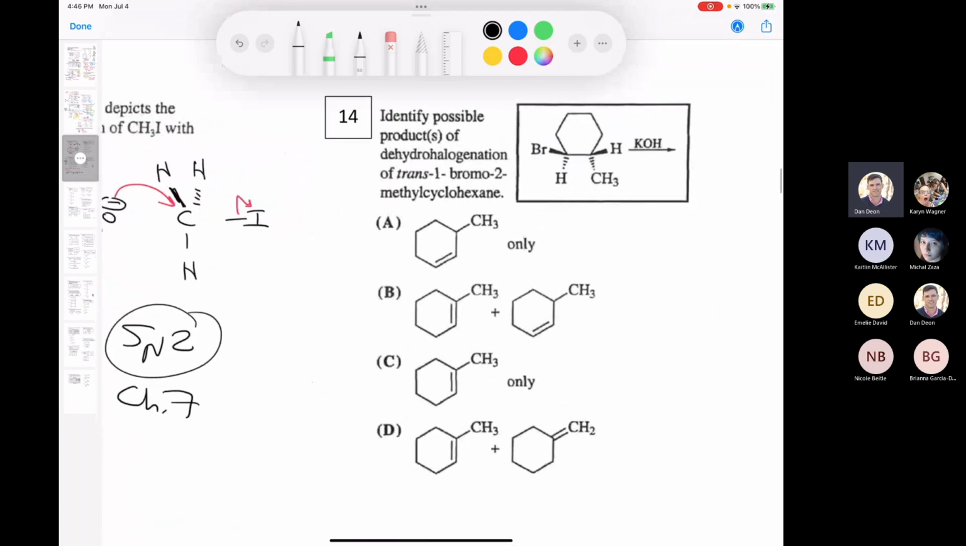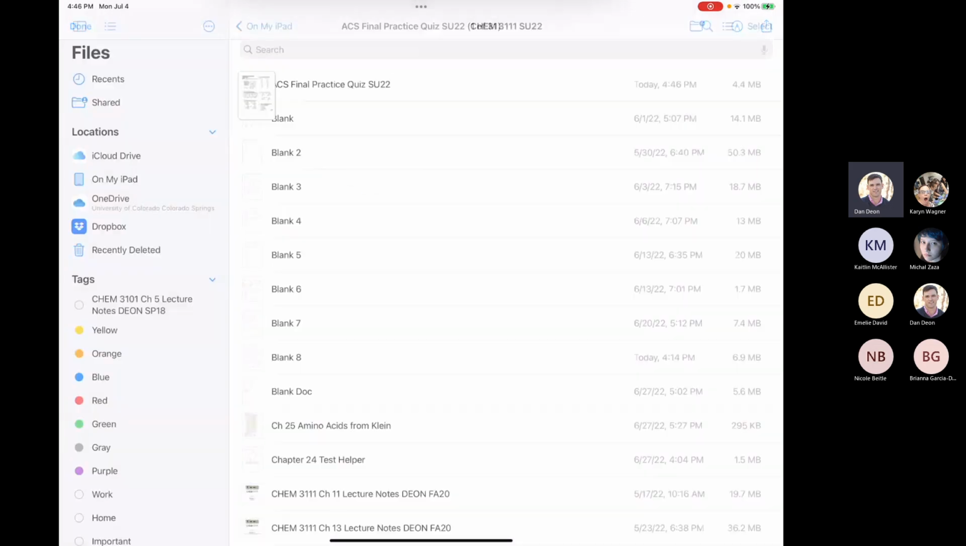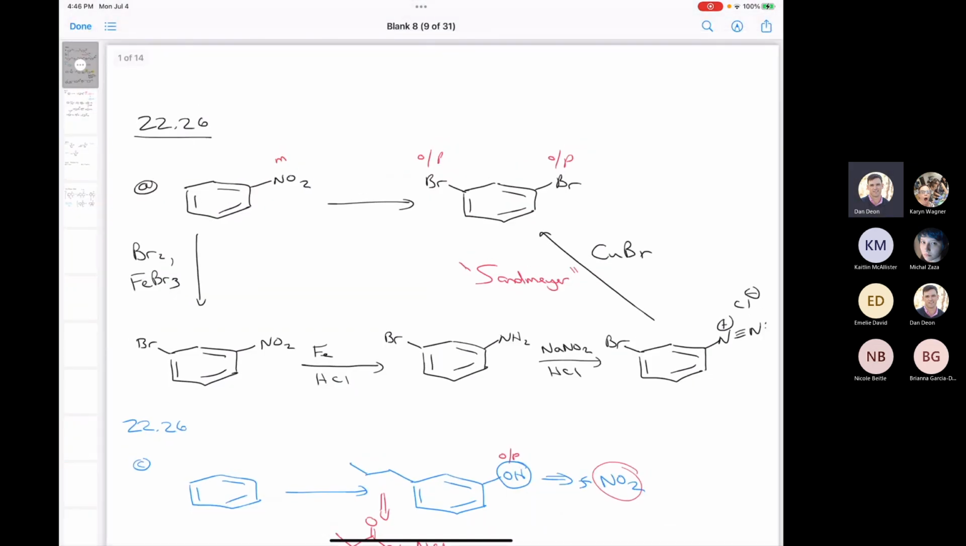Oh boy. Question 14. Identify possible products of dehydrohalogenation of trans 1-bromo, 2-methyl, cyclohexane. I think we're going to need to go over to a blank document for this one. Just bear with me while I scribble this question down, because there's a couple of concepts that I want to go over with you here, things you want to be aware of.